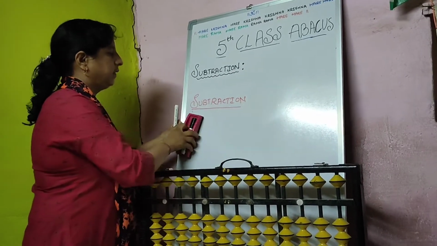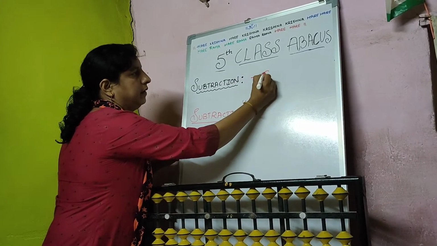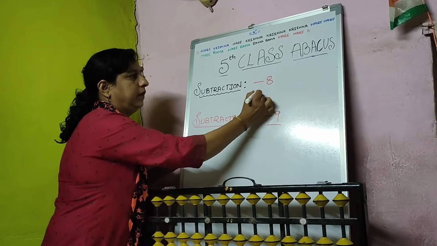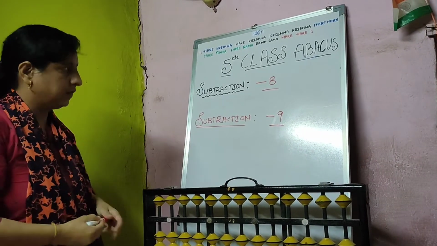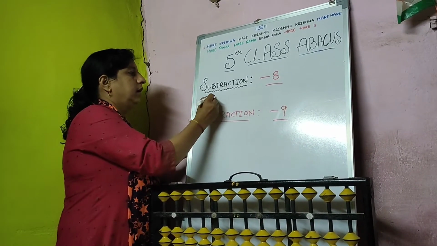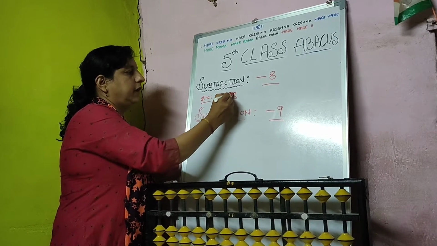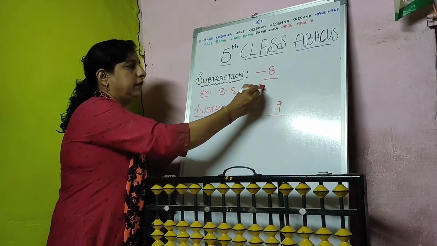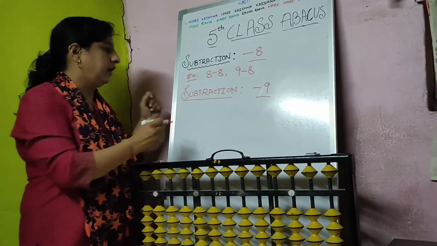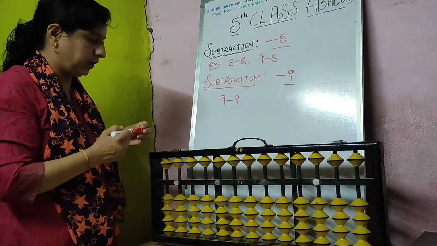I hope these examples you have copied. So now minus 8, minus 9. For this minus 8, how many examples will come? 2 examples will come. That is 8 minus 8, and 9 minus 8. Only two examples will come here. This you have to practice 5 times. Then 9. In 9 you will get only one example, 9 minus 9. Okay. So we'll do that.